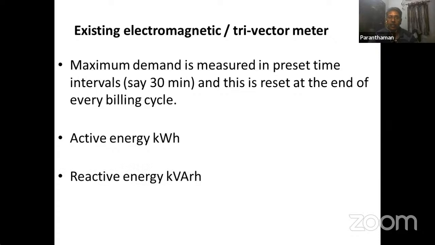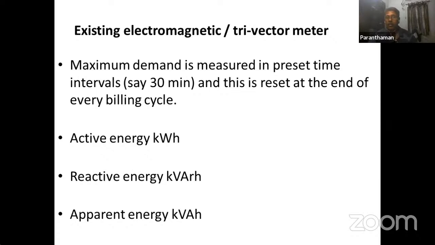Active energy is kilowatt hour, reactive energy is kVARh, or kVAR, as we usually call it. Or kVAR means kVA reactive. That is the colloquial language. Apparent energy is kVAh.